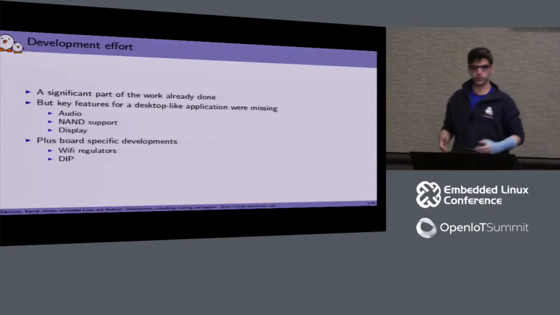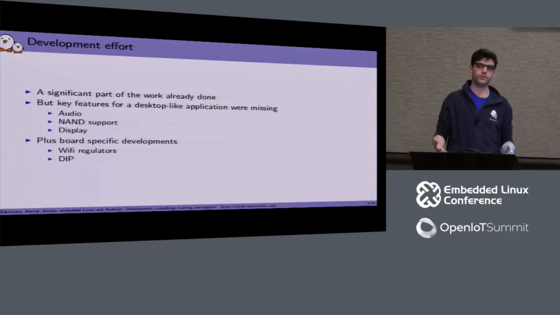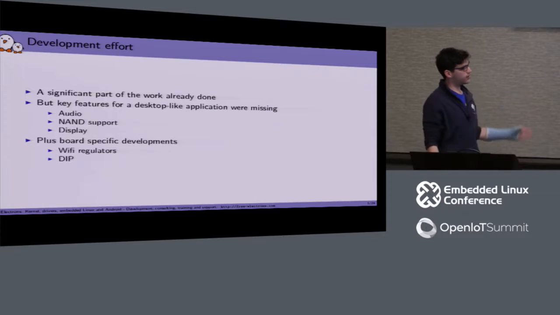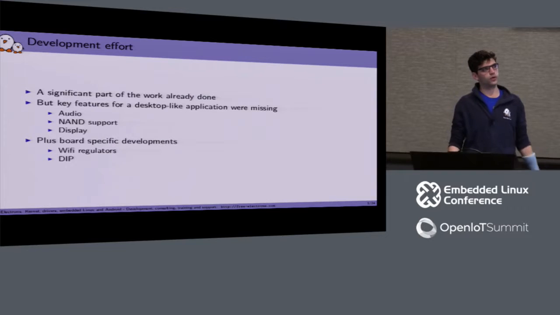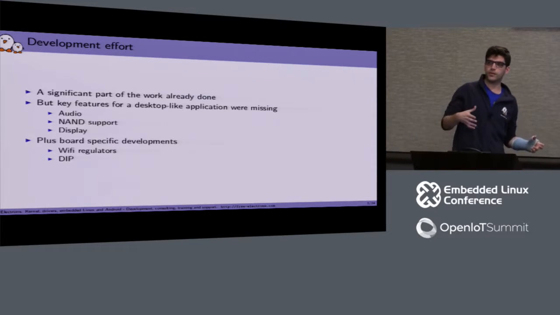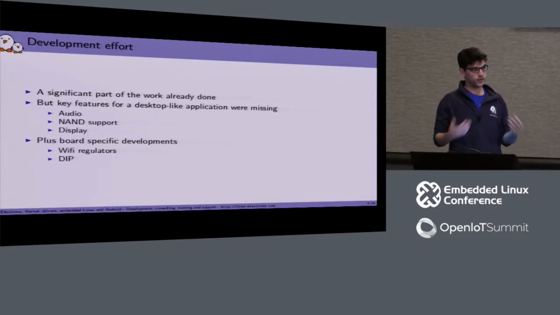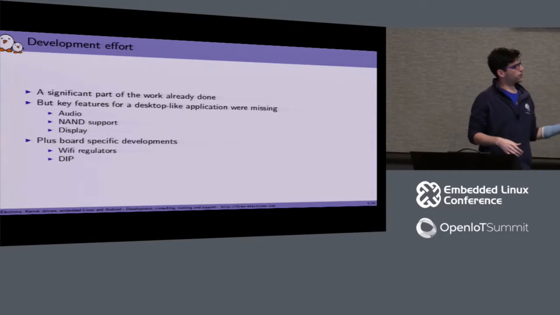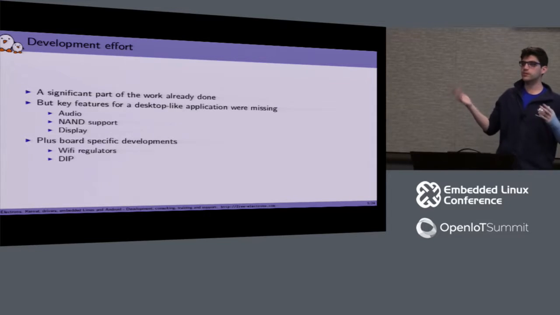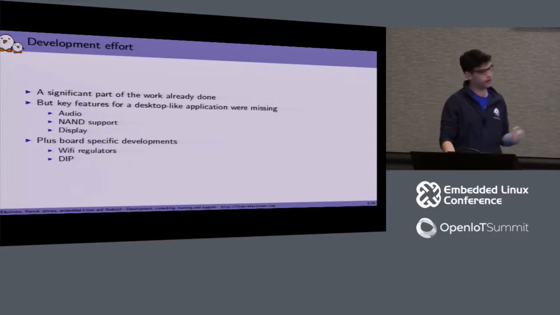We also had a bunch of board-specific developments that were related to how the CHIP was made and not to which SoC it was using. For example, the Wi-Fi regulators: the Wi-Fi chip was using so much power that we needed several regulators in parallel to be able to power it, and that was something not taken into account in Linux at all. So we worked on that. We also worked on the DIP spec, which is the CHIP capes that you might have seen in the other room in the session just before.